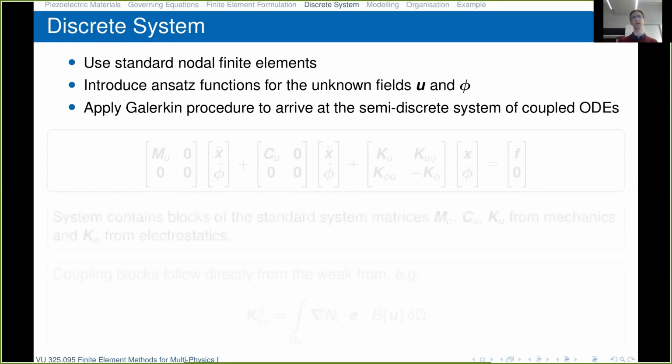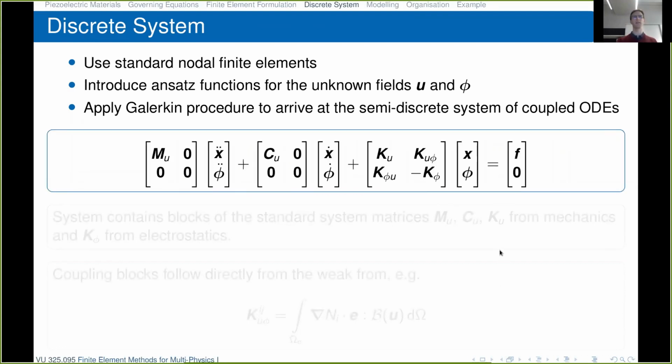How does it look for piezoelectric systems? We have in the first line the standard form for the mechanical equation, where the unknown x contains the displacement degrees of freedom, and we have a second line where we have the electric potentials as degrees of freedom. Here note that the corresponding mass and damping entries are 0.